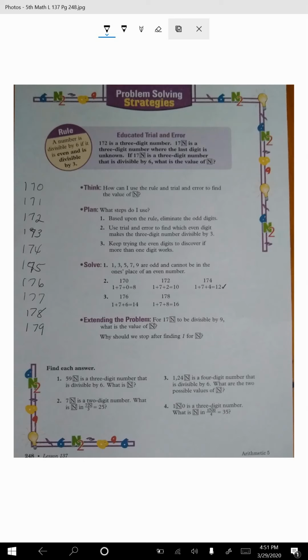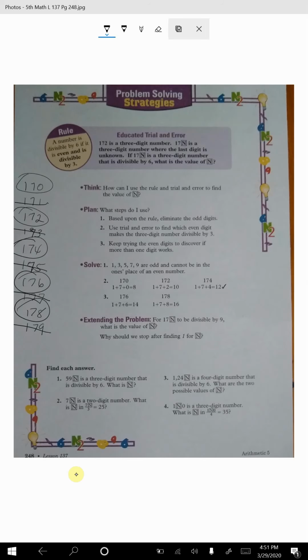So first of all, if it's divisible by 6, it has to be even, right? So that means this one's out, and this one's out, and this one's out, and this one's out. If you just want to watch me, you can. You don't have to write anything on this one. And this one's out. So that leaves me with this guy, this guy, this guy, this guy, and this guy.